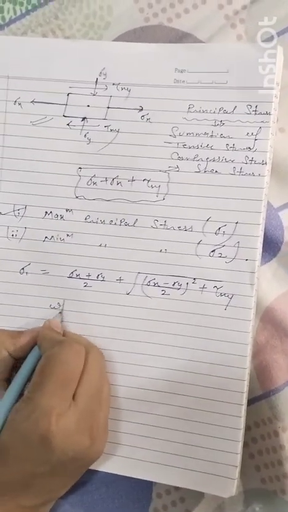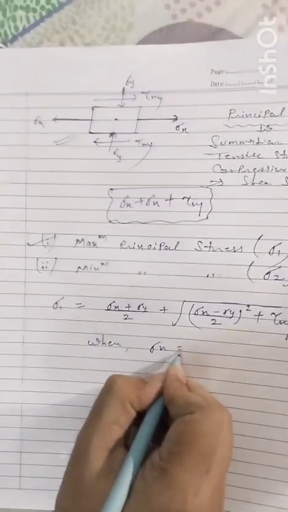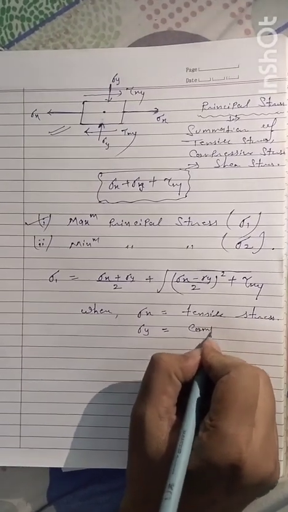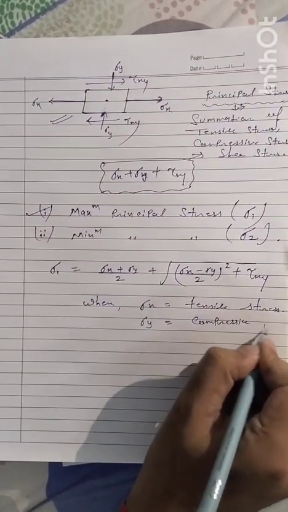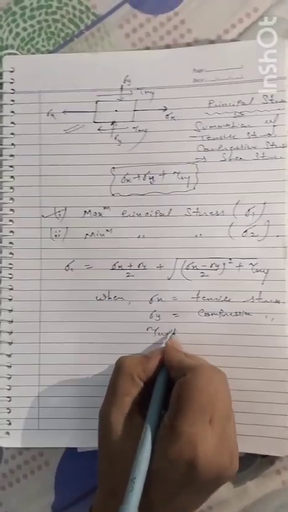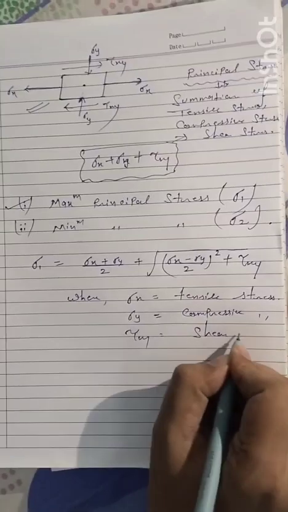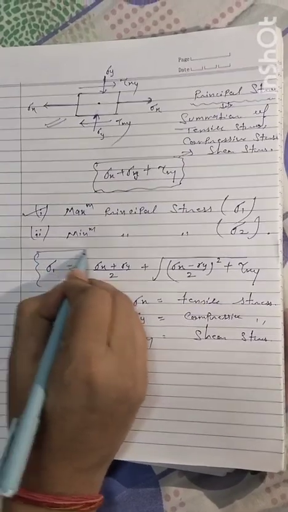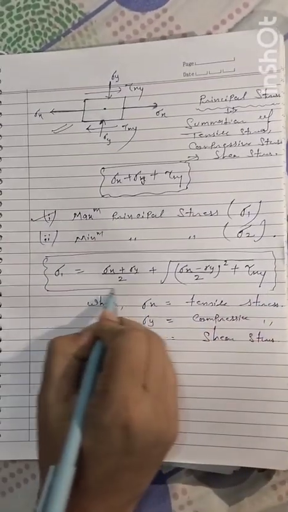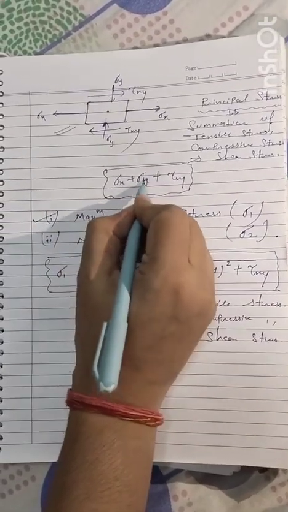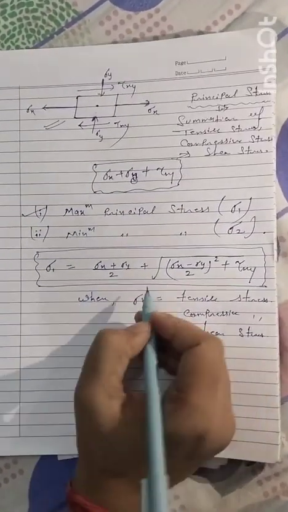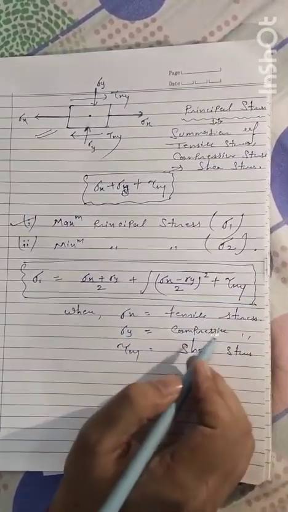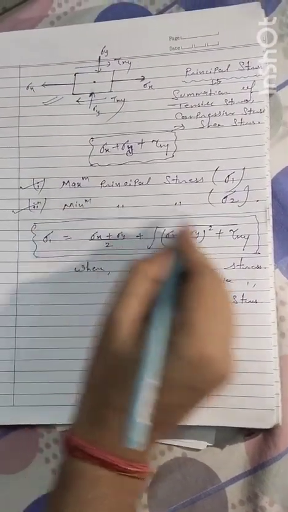Here sigma x is tensile stress, sigma y is equal to compressive stress, and tau xy is equal to shear stress. So this is the formula of maximum principal stress. Sigma 1 equals sigma x plus sigma y by 2 plus under root sigma x minus sigma y by 2 whole square plus tau xy.